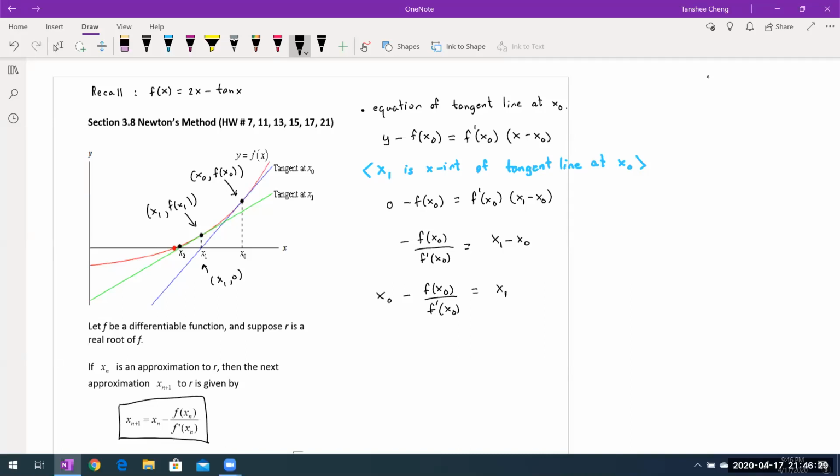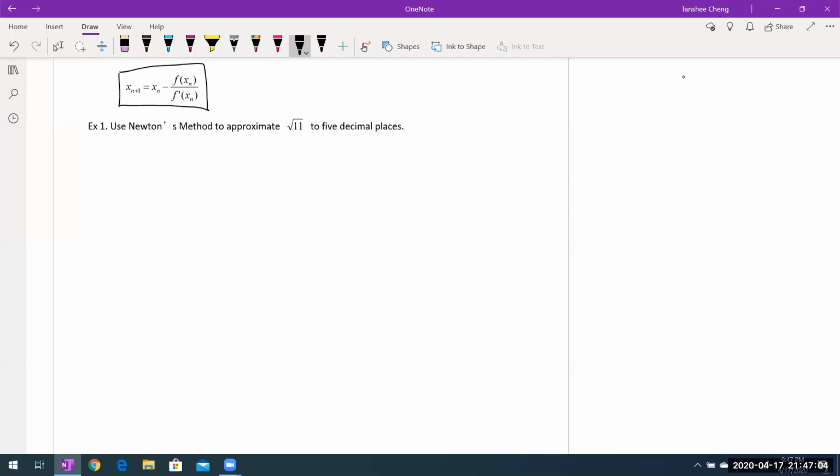Now what we want to do is use this formula to approximate in some examples. Let's take a look at that. Example one tells us to use Newton's method to approximate the square root of 11 and to give 5 decimal place accuracy. For the square root of 11, the way we can think about it is that it is a real root of a function. So how do we create a function out of this number? We can think of it as a solution of a function. I can say that x is equal to the square root of 11. When I square both sides, that becomes 11.